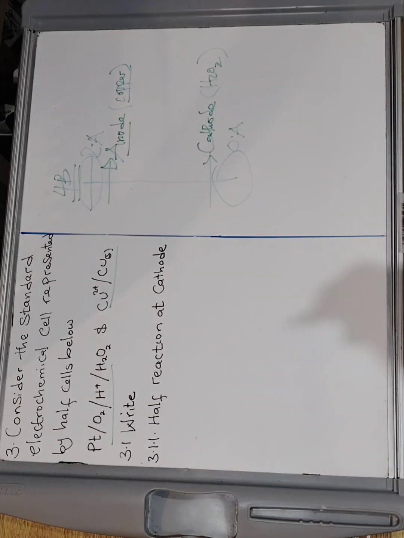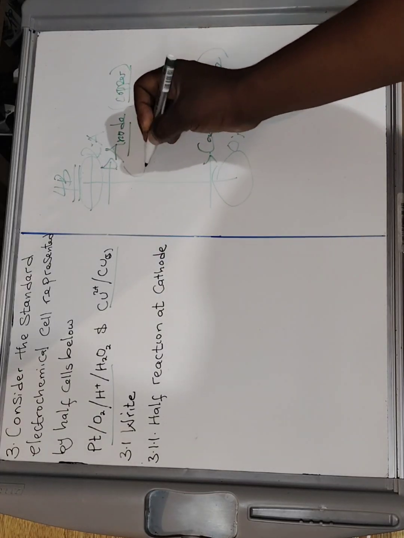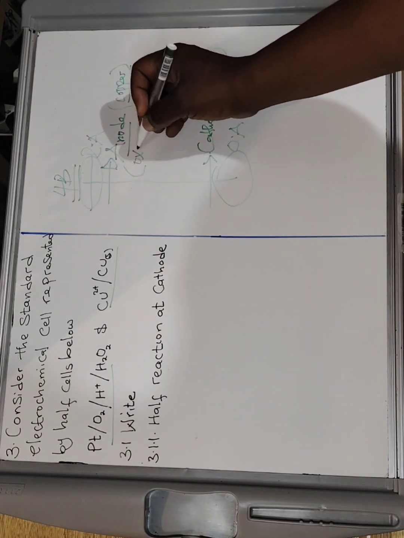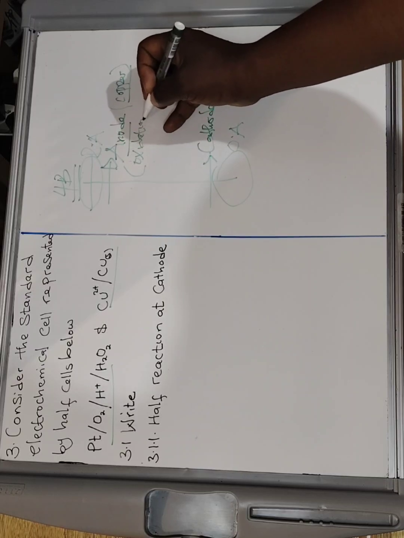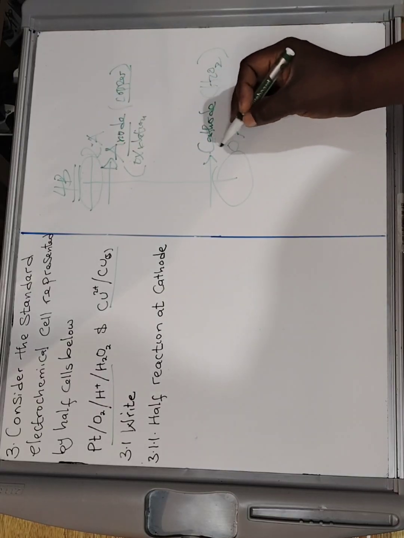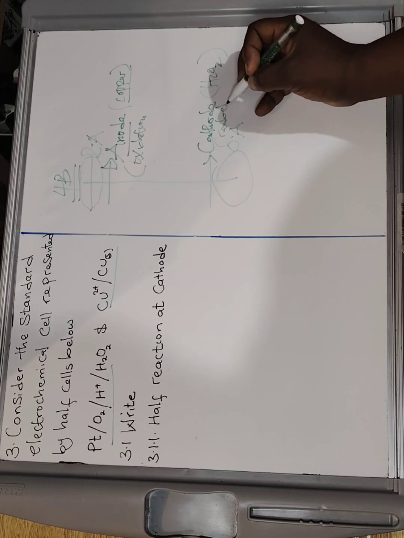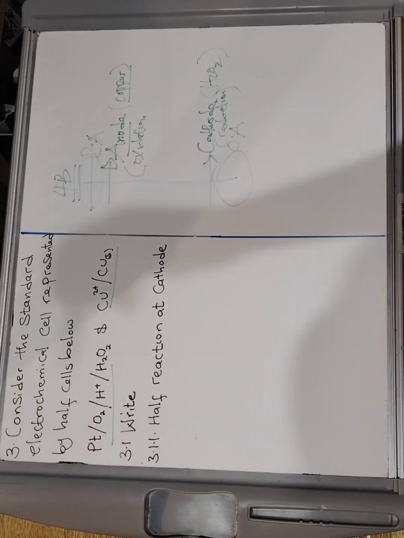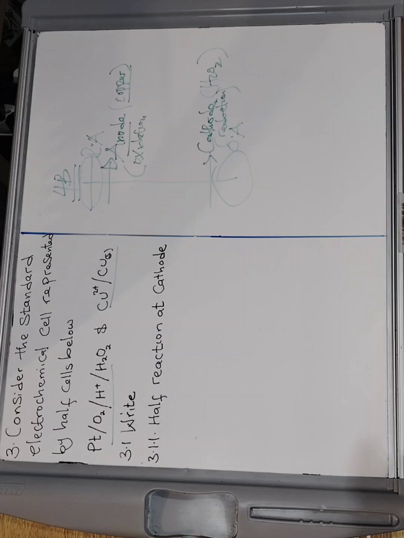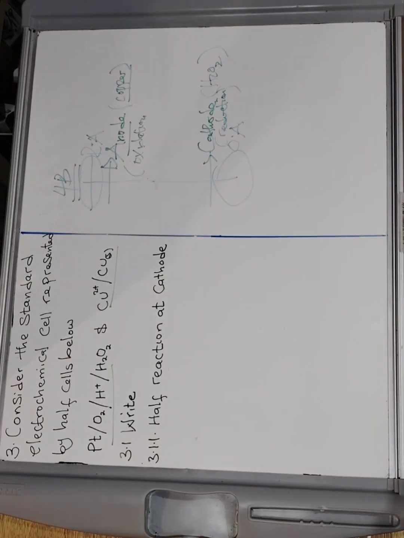And what do we know? We know that what happens at anode is oxidation, and what happens at cathode is reduction. So all these problems are being solved by simply using table 4B. So those are the advantages we get from there. Now let us look at the two half reactions as we get them from table 4B.